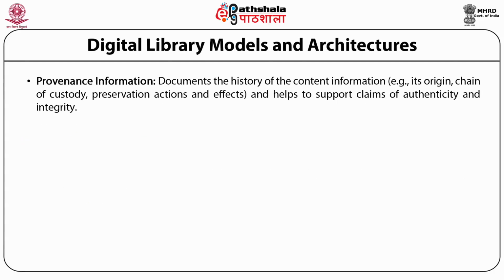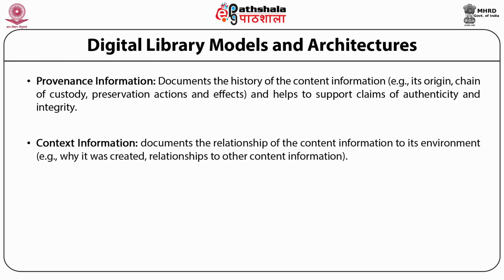Provenance information documents the history of content information, for example its origin, chain of custody, preservation actions and effect, and helps to support claims of authenticity and integrity. Context information documents the relationship of content information to its environment. For example, why it was created, and its relationship to other content information.